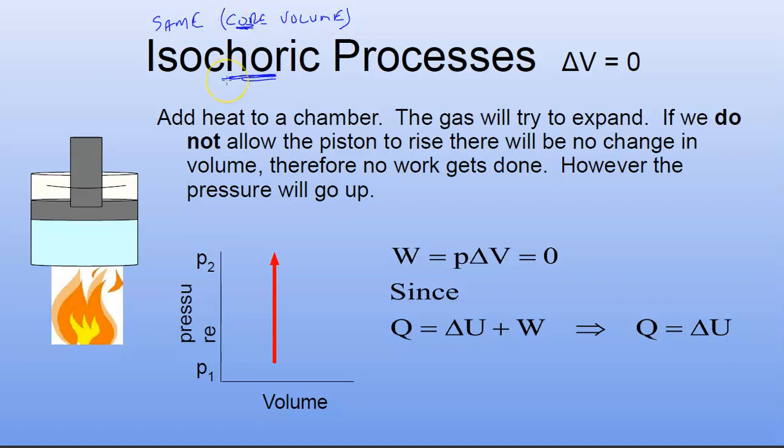Isochoric. That's not really where that comes from, but it kind of ties it together in my head. The same volume is what we're looking at here. There's no change in volume. That would be like if I'm adding heat in here and I've got my finger sitting on top of this thing, not letting it move. If I hold that thing down, then this doesn't move. That means that my delta V equals 0.